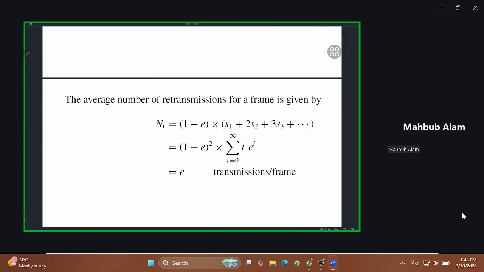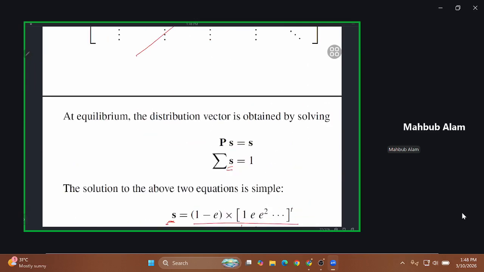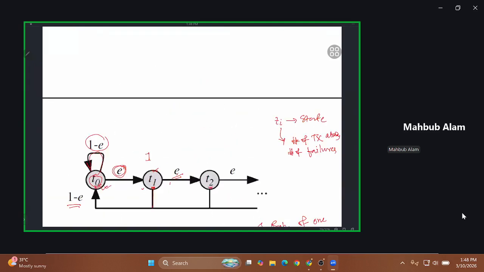Now, the average number of retransmissions for a frame is given by this one. If the state is this one, the number of retransmissions is 0. If this one, the average number of retransmissions is 1. If this one, then the number of retransmissions is 2. So first transmission, 1 retransmission, 2 transmissions. The number of retransmissions is 2, and so on. And this occurs with the probability. What is the probability?